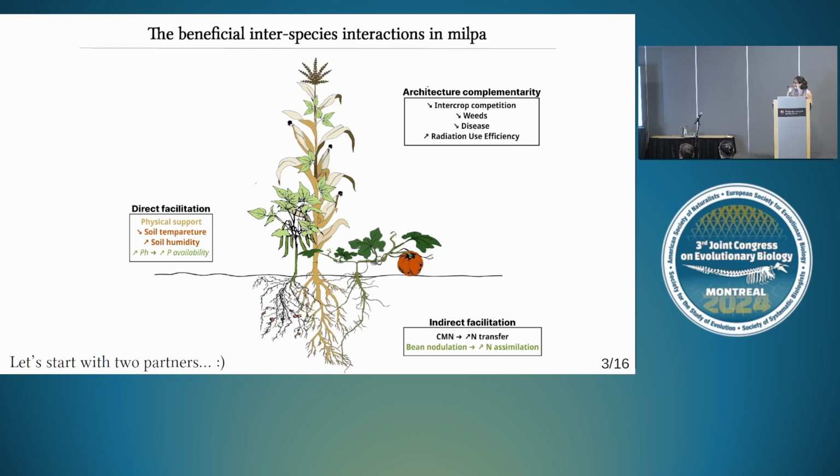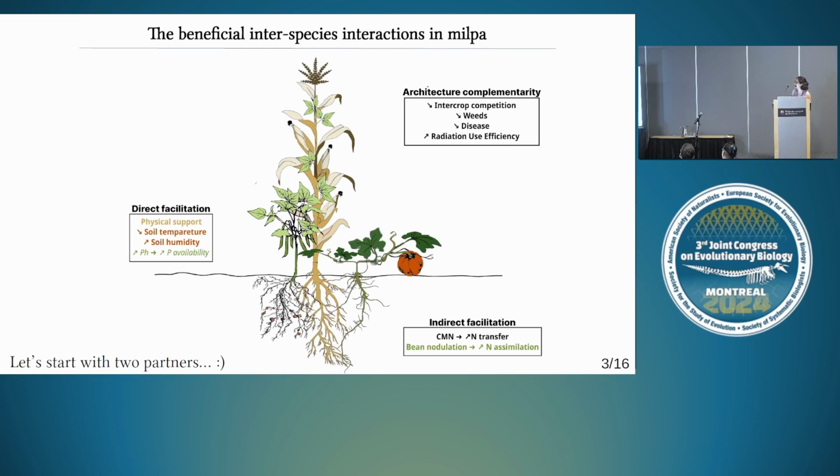And finally, there is also what is called indirect facilitation. So each plant is accompanied by soil microorganisms, and these microorganisms can also benefit the partner crops. So in the case of milpa, the common bean is able to form a symbiotic interaction with soil rhizobia that will form root nodules and make the bean able to fix atmospheric nitrogen that will benefit the system. So altogether, these mechanisms can be used to design crop mixtures that will base their effectiveness on this positive plant-plant interaction rather than relying on chemical inputs.